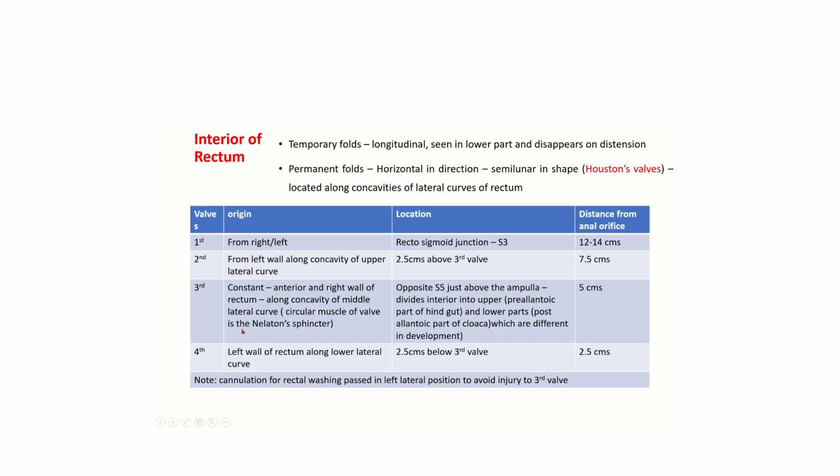The circular muscle of the valve is also called the Nélaton sphincter. It is opposite S5, just above the ampulla of the rectum, and divides the interior into upper pre-allantoic part of the hindgut and lower post-allantoic part of the cloaca, which are different in development. It is approximately 5 centimeters above the anal orifice. Then the fourth one arises from the left wall of rectum along lower lateral curve, 2.5 centimeters below the third valve and 2.5 centimeters above the anal orifice. Cannula for rectal washing is passed in left lateral position to avoid injury to the third valve.